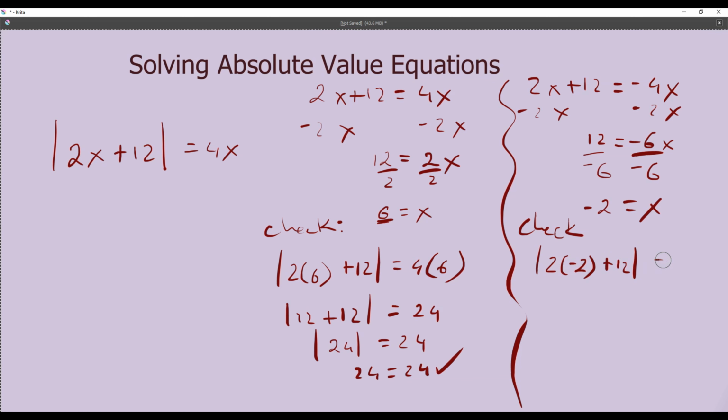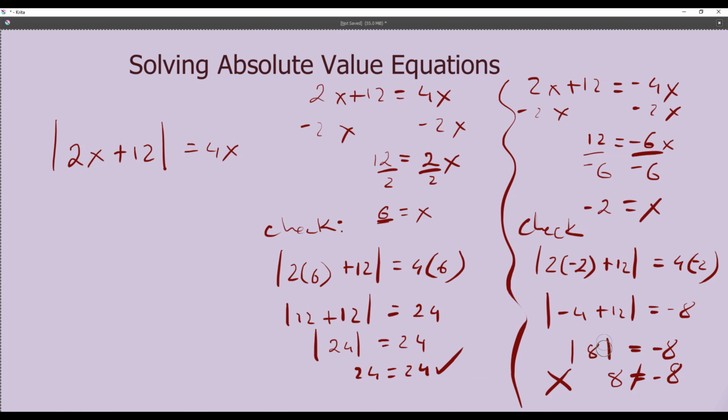Plus 12 equals 4 times negative 2. Here I have absolute value of negative 4 plus 12 equals negative 8. Then negative 4 plus 12 is positive 8. What is the absolute value of positive 8? 8. Is 8 equal to negative 8? No, this does not work. So this is extraneous right here.